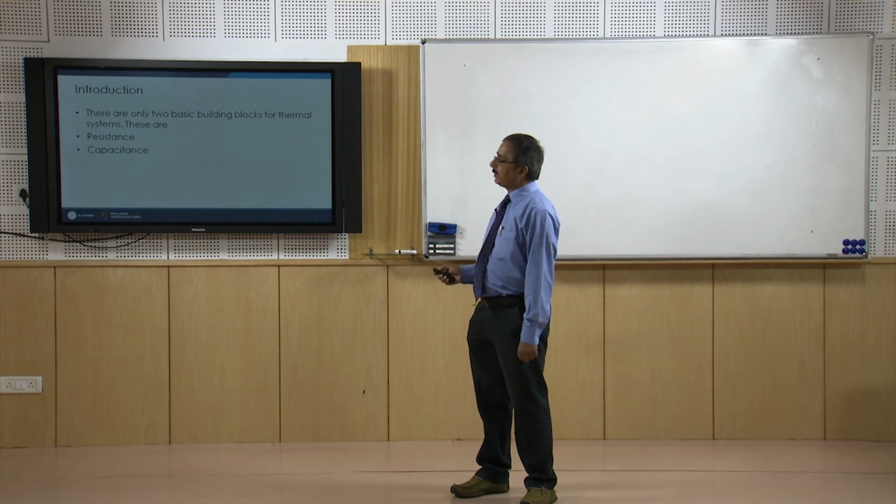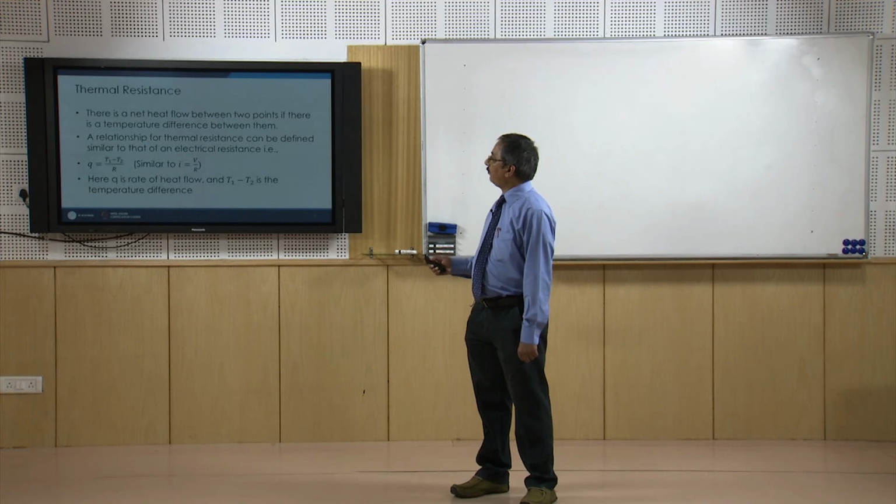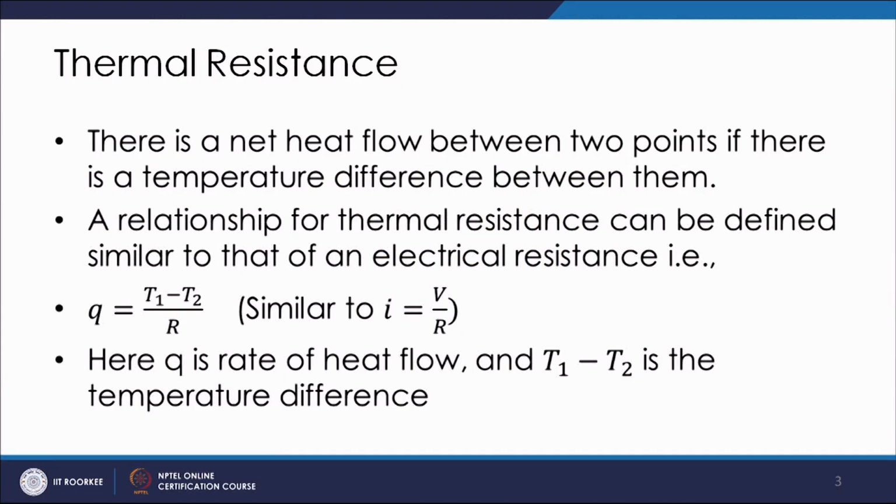So, in a thermal system there are only two basic building blocks which are used to model the thermal system, and these building blocks are the resistance and the capacitance. Okay. So, let us see one by one. First we take up the thermal resistance building block.